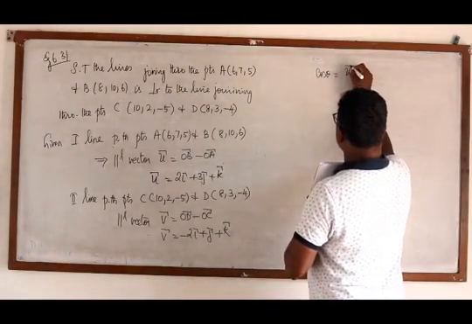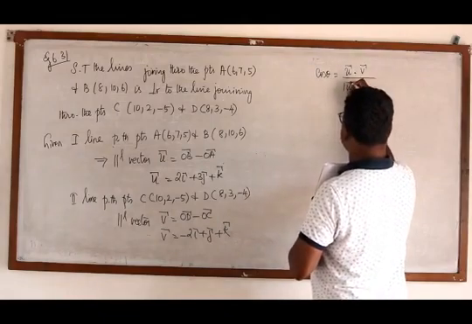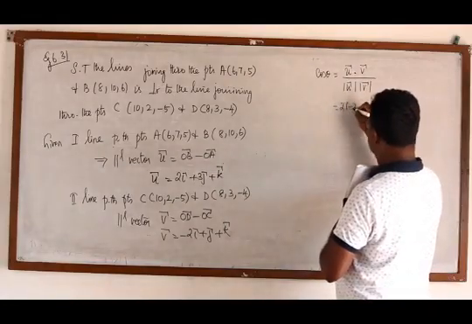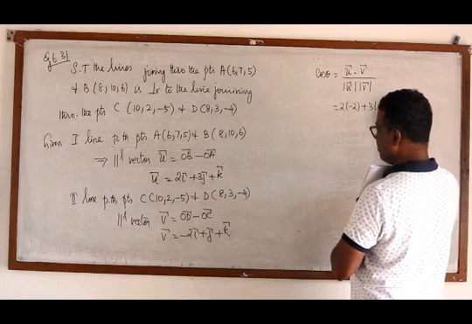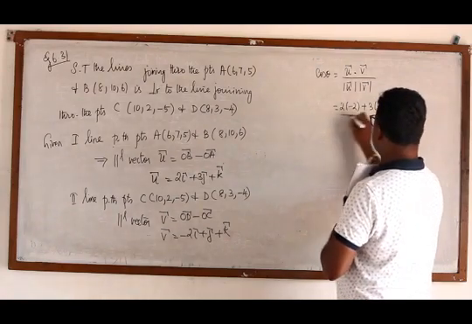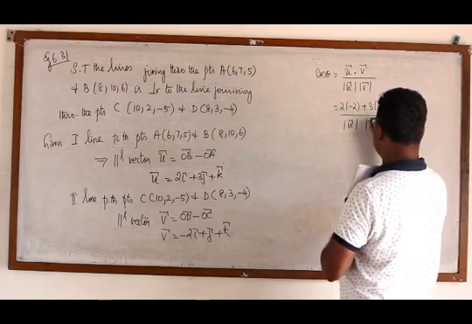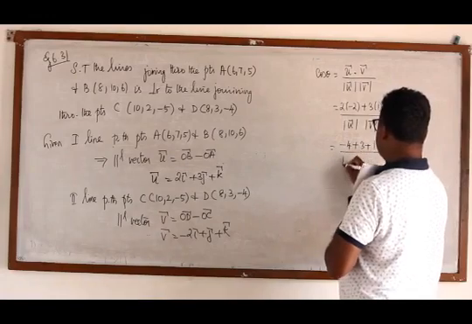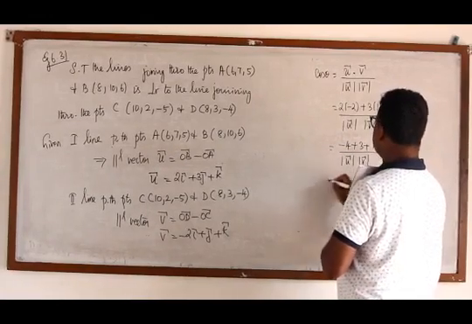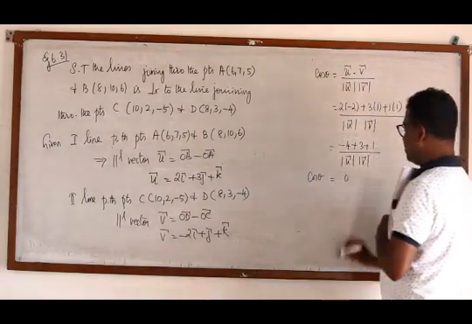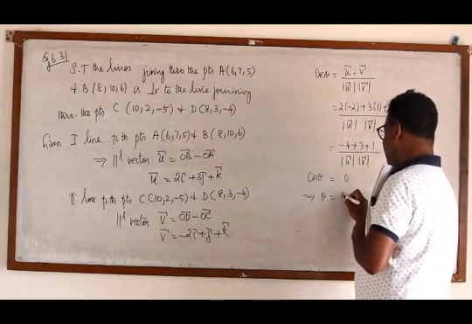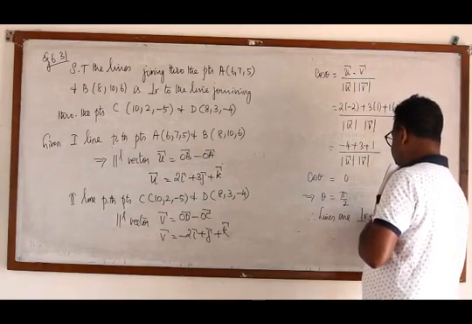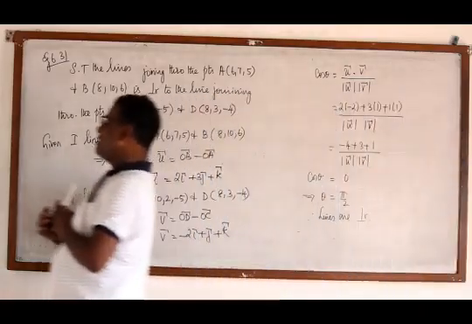Therefore, again the same formula, cos theta is equal to u dot v by modulus of u into modulus of v. u dot v is 2 into -2 plus 3 into 1 plus 1 into 1. That is -4 plus 3 plus 1, which will become 0. So cos theta is equal to 0. This implies theta is 90 degrees. Therefore, the lines are perpendicular. So two lines are perpendicular.